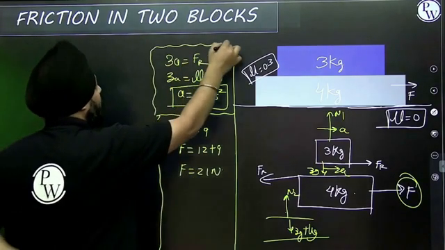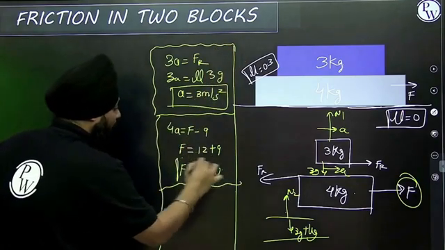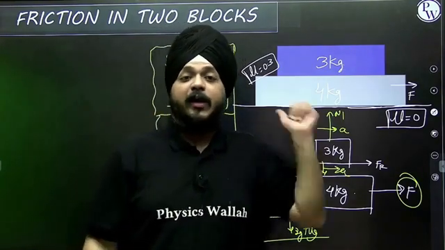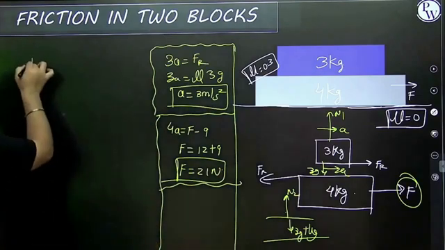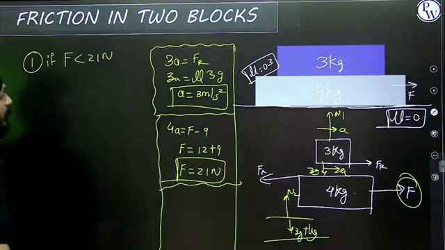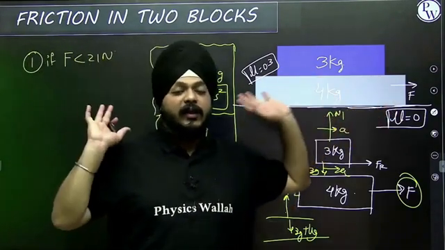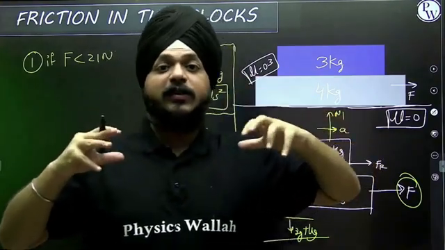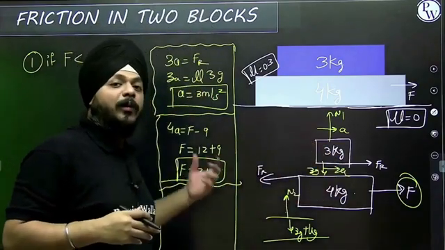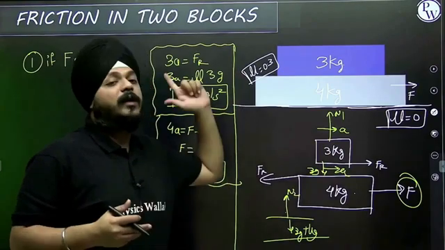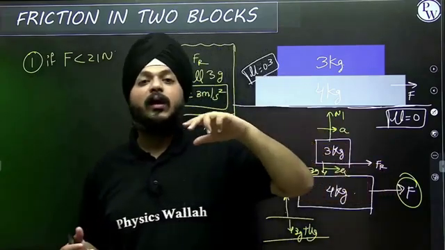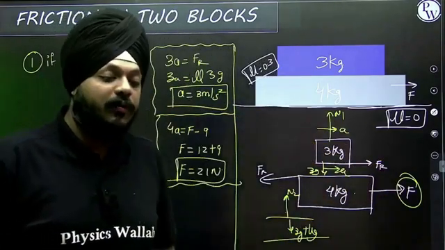What we got is the maximum value of F. See, I'm writing the 3 criteria here. First, if F is less than 21 Newton. Suppose, see, the external force completely depends on us. In this kind of sums, first of all, we need to check the threshold value, that is, at what value of F both will get separated. We need to check this, because by doing so, it is really going to help solve the sums easily.